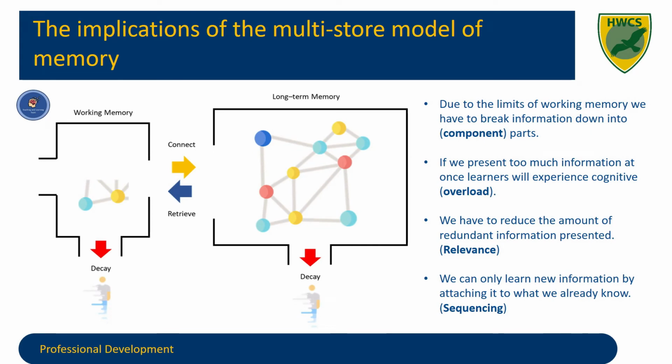Now, the implications of the multi-store model of memory for curriculum planning are these. These are some of the basic things I need to think about. Because of the limits of working memory, I'm going to have to break information down into components. If we present too much information at once, we know that learners will have cognitive overload, so I'm going to have to think very carefully about that. If we present lots of information that is redundant, again, that's going to overload memory. So I've got to think about the relevance of all the information that I'm going to present.